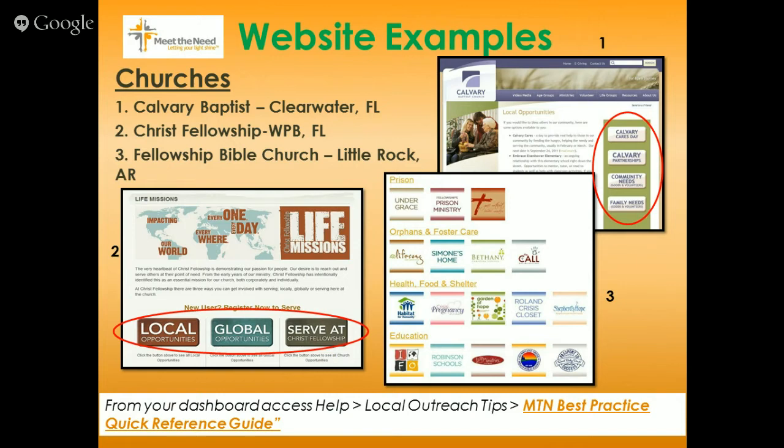And they got all their partners on board using Meet the Need, so they all are connected in the same way. They also went a step further on their landing page and categorized these partners by different people groups: prison, orphans and foster care, health, food and shelter, and education. So their members could quickly connect with organizations and their needs, depending on where their heart and their passions and their skills and abilities are.